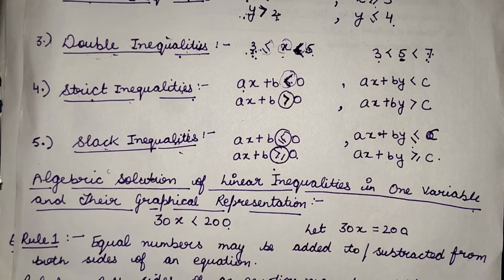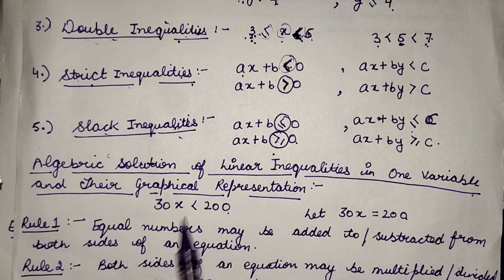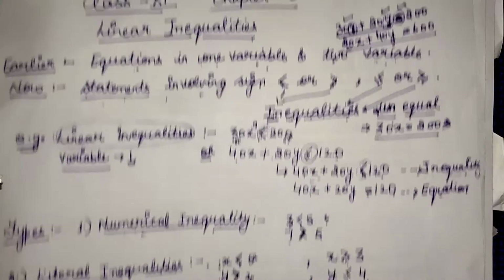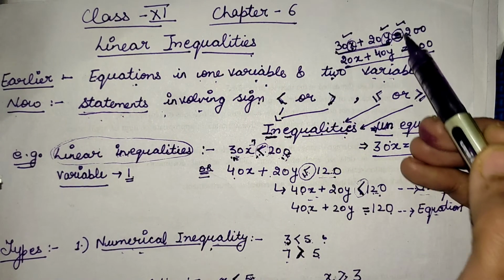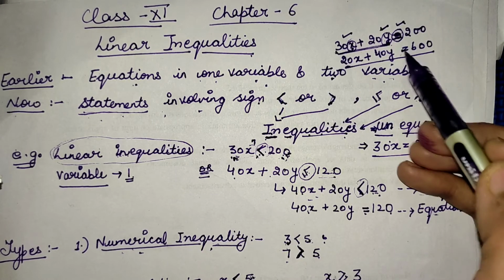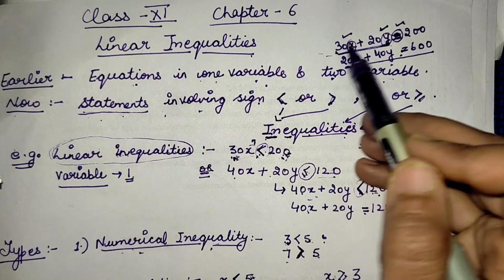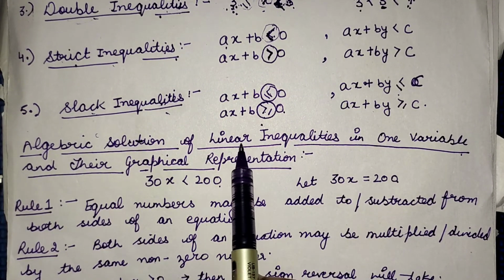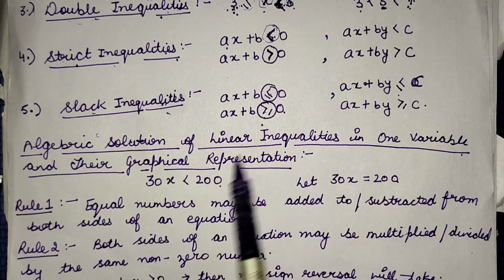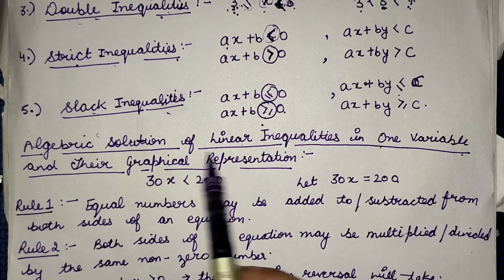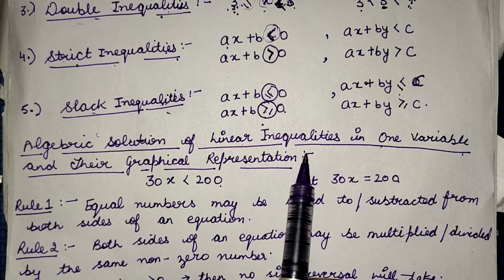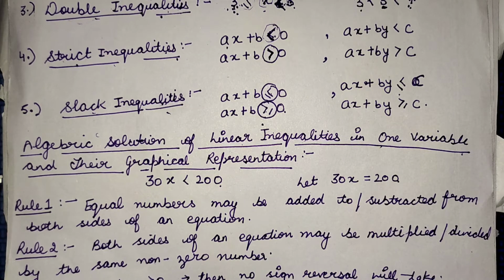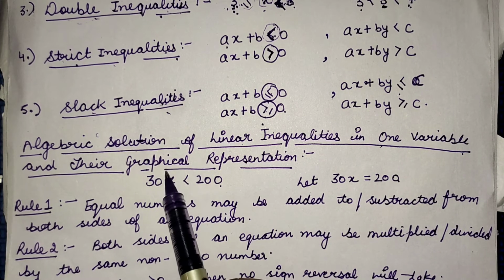Next, moving to algebraic solutions, how to find solutions now. Earlier in class 9 and 10, when we were finding the solutions of equations which have an equal to symbol between them, we were using some different methods. But now to solve linear inequalities, there are some methods that we are going to use in class 11, and also how to represent those solutions on the graph.